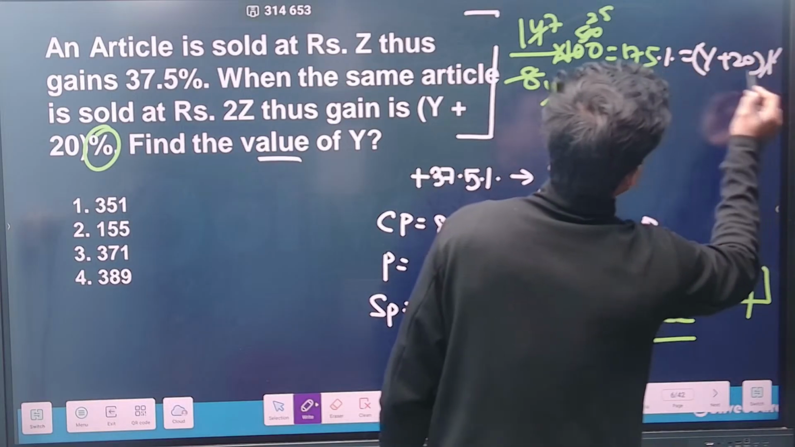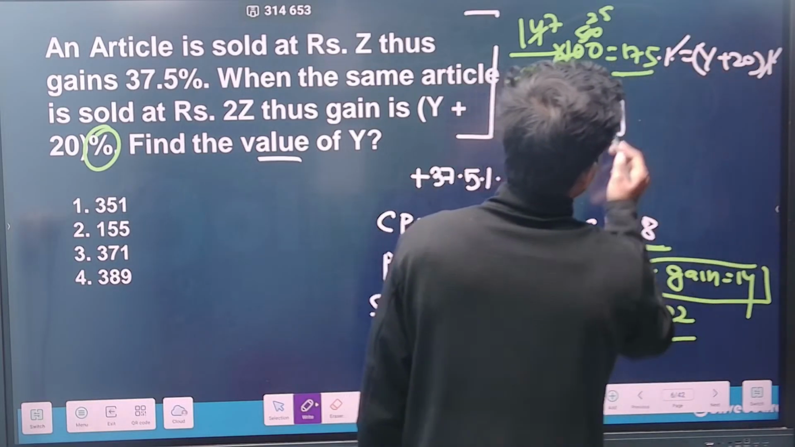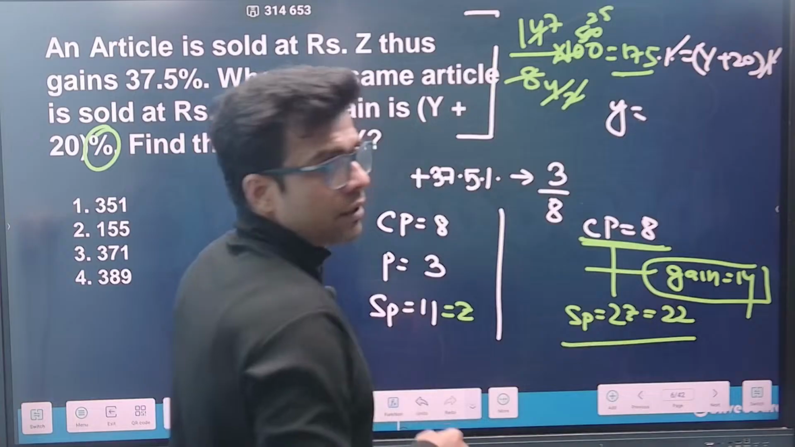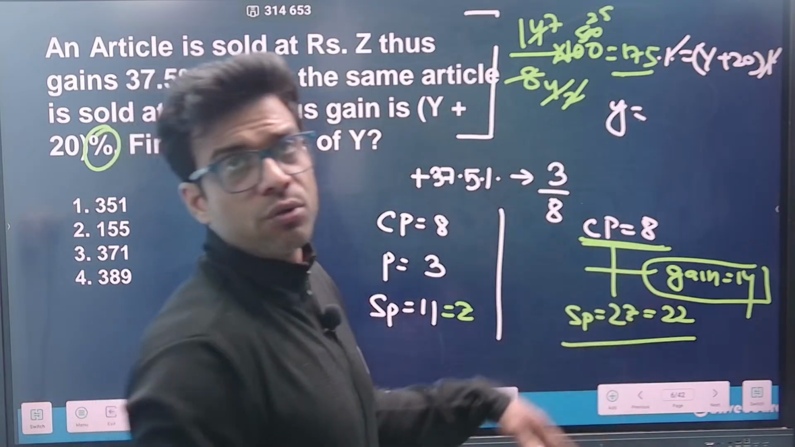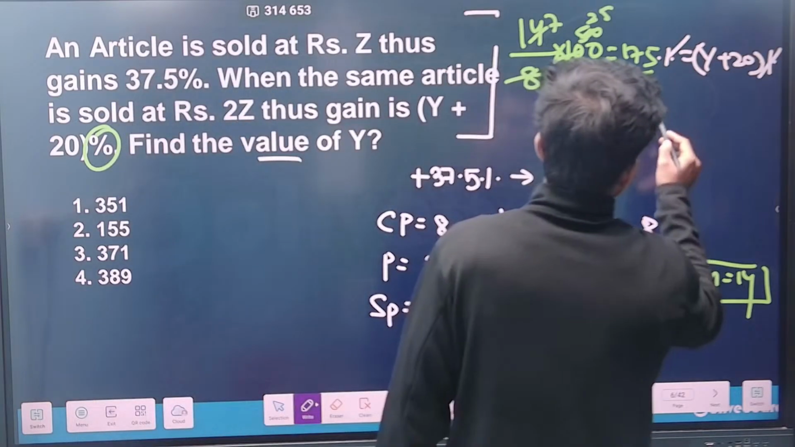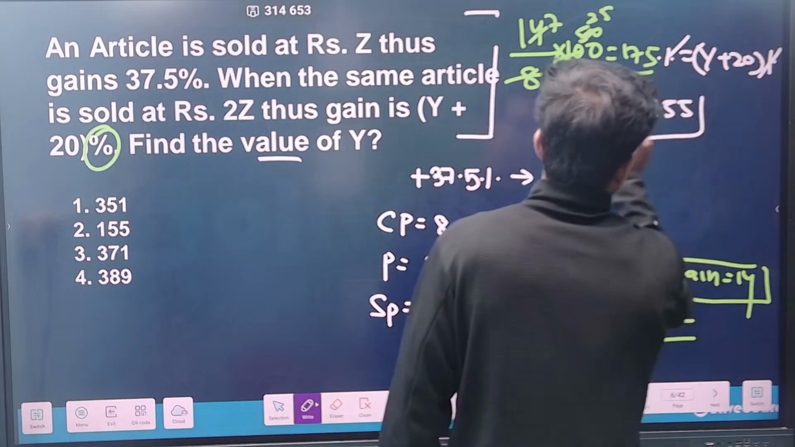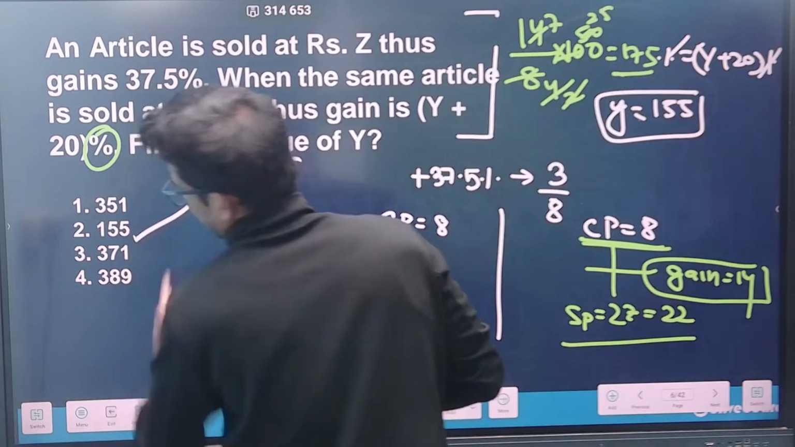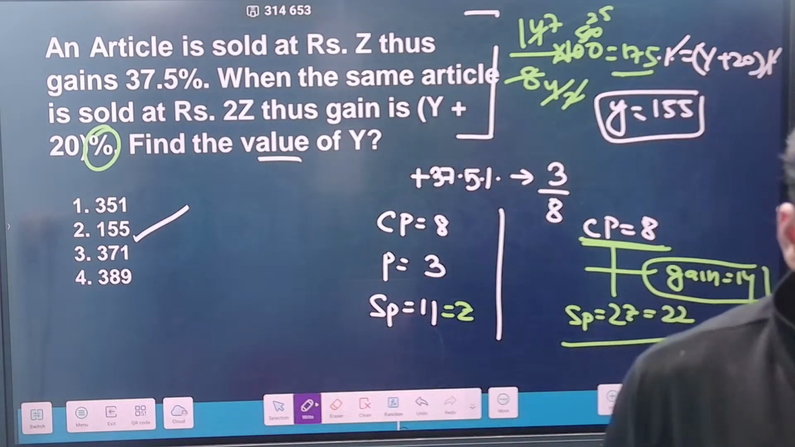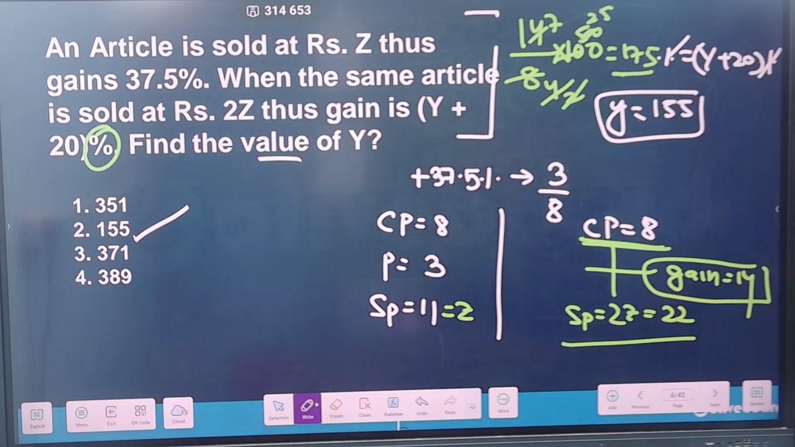Now both the percent would get cancelled out and the value of y would be how much? You can just figure out through the options. 175 means it would be 155. Your answer, option number B, is the answer. I hope you guys got this. If anybody is having a problem, you can comment, guys, how we have made it.